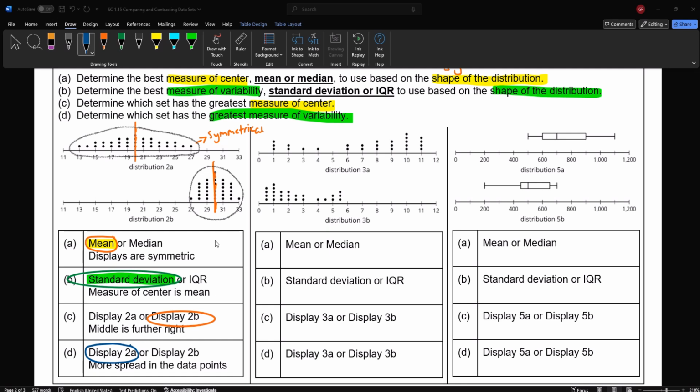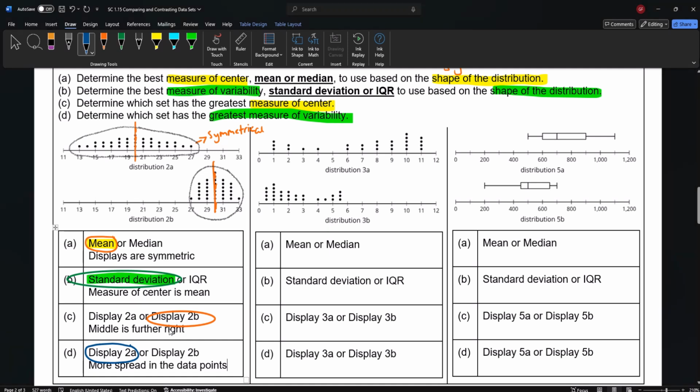If your data displays are centered in the middle, or if it's more shifted towards the right, then that has the greatest measure of center. And if we see our dots spread throughout, then we see more spread in the data points, right? Then it has the greatest measure of variability.